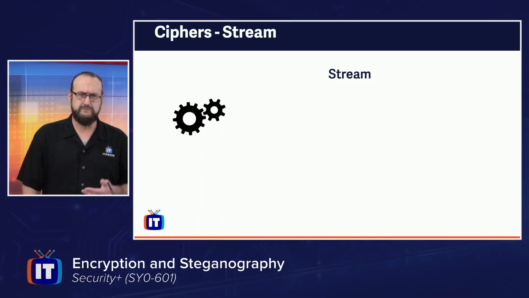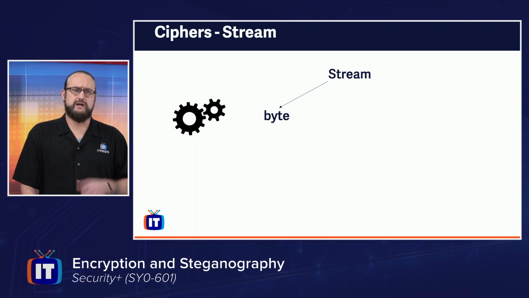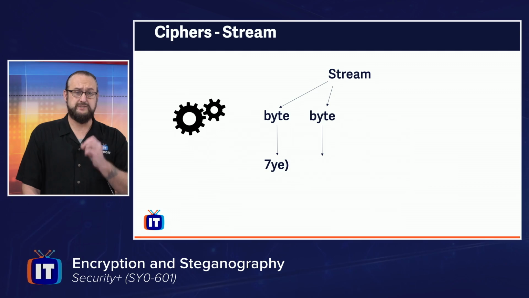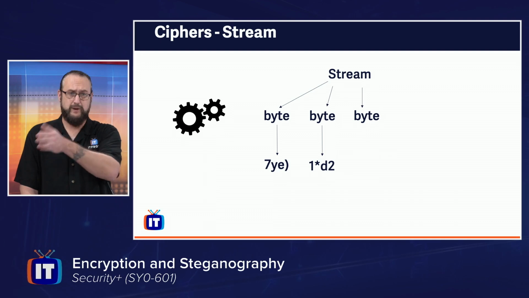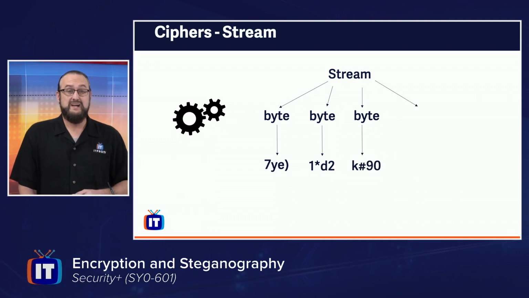So if we start out with a stream cipher, I want you to know that a stream cipher encrypts information byte by byte, all right? And it's important to understand that we're literally doing this byte by byte, so character by character, if you will. That's essentially what a stream cipher is.